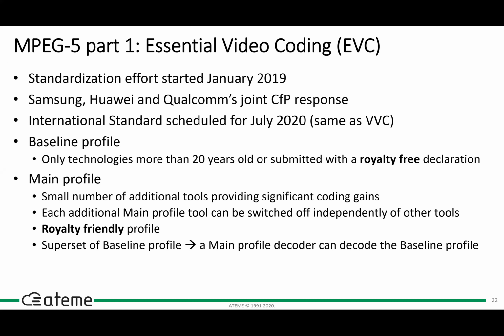They are saying that they will come up with a royalty-friendly fee. So I don't know how friendly it will be, but let's say if we are friends with Samsung, Qualcomm and Huawei, we should have a good fee. Something quite important that you should notice is that if the decoder is capable of decoding main profile, it will be able to decode also the baseline. Why is that? Because main profile is a superset of the baseline profile.